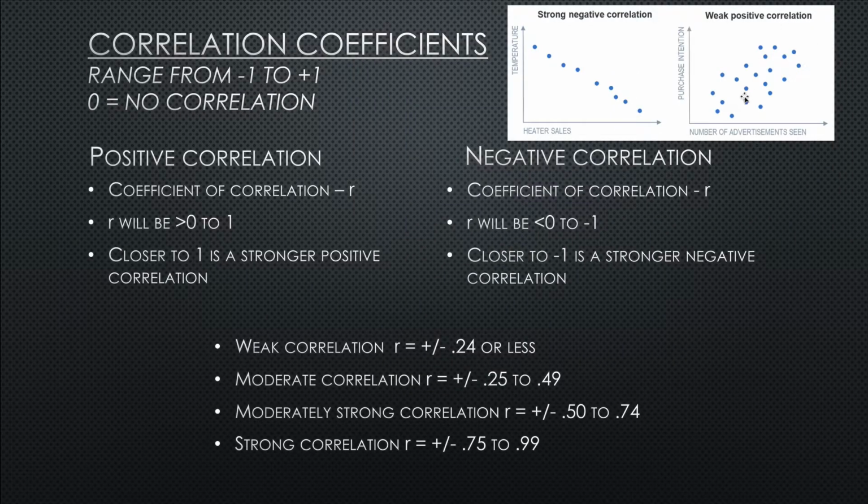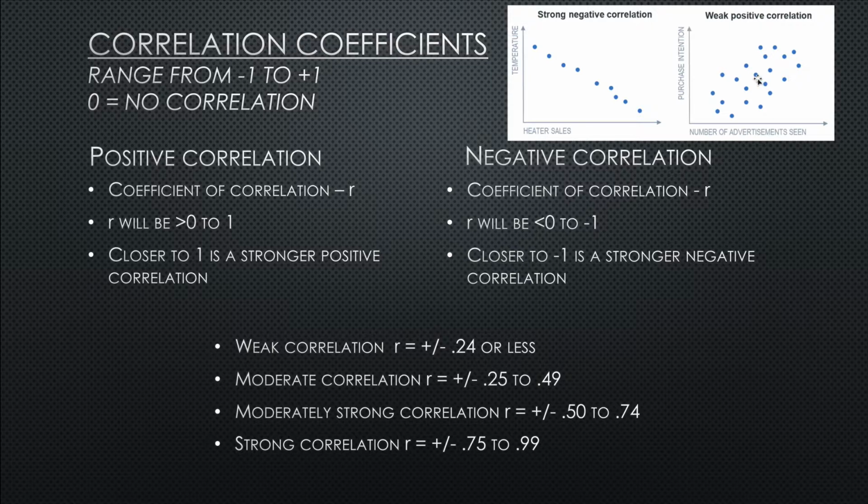The strength of a correlation, again, if we look at these two, we certainly can say this obviously is a stronger correlation because they fit really tightly along a line. As temperature goes down, very much so does heater sales go up. But again, we can evaluate the strength of this correlation by calculating a correlation coefficient.